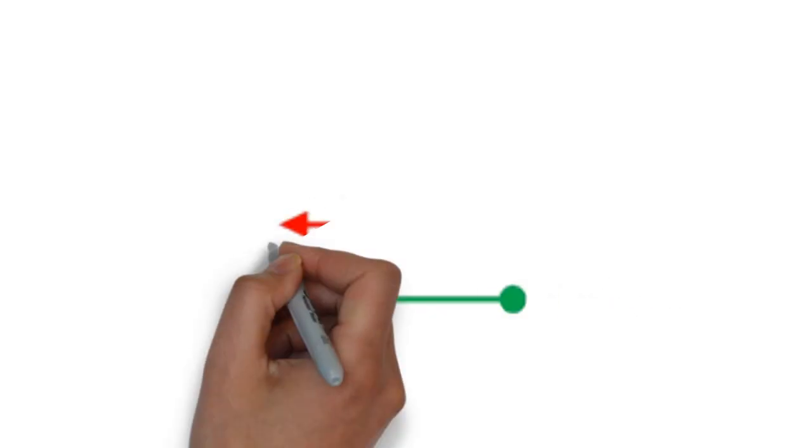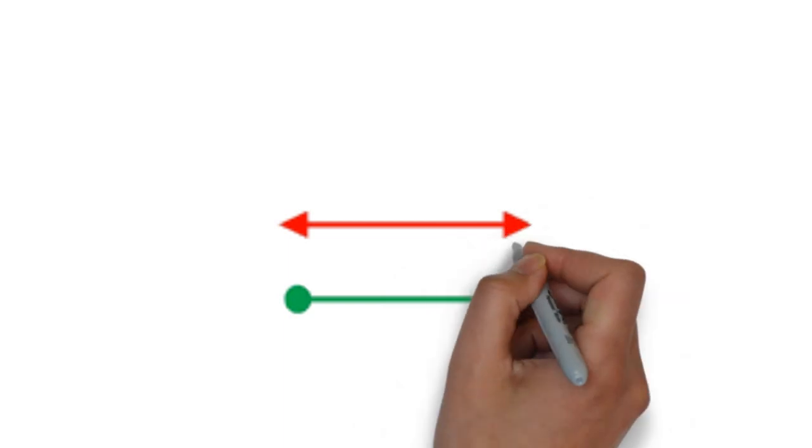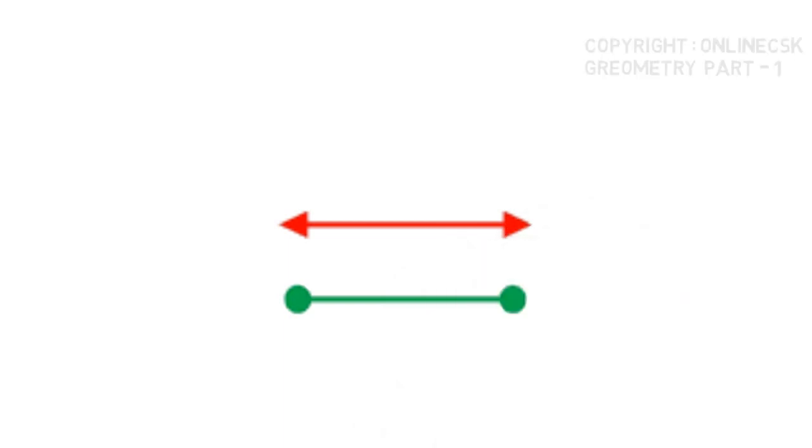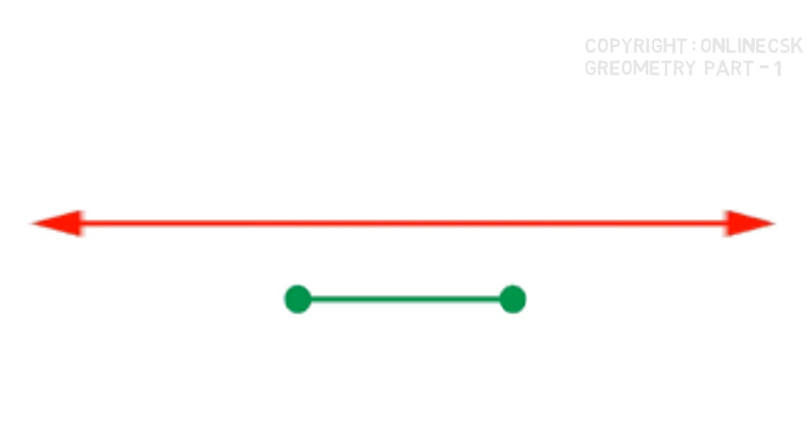My dear friends, let me try to draw two lines. By looking at it, you can understand what's the difference between these. The one which is in red color, I can extend it as long as I want. But the one which is in green color, I can't, because this is just a part of line or a segment of line. So the one which is in red color, this is actual line.